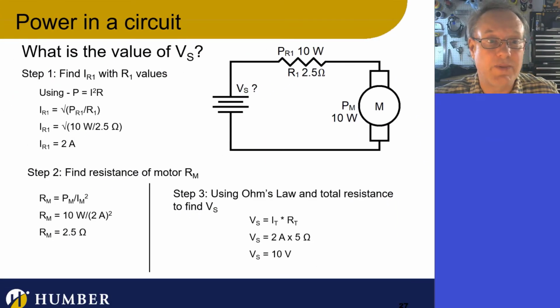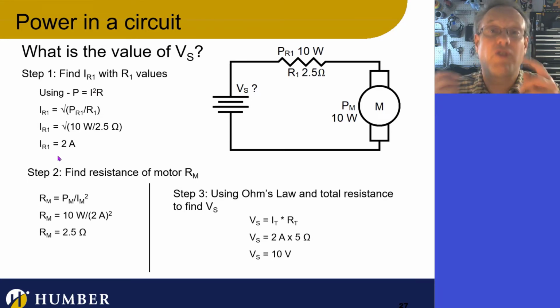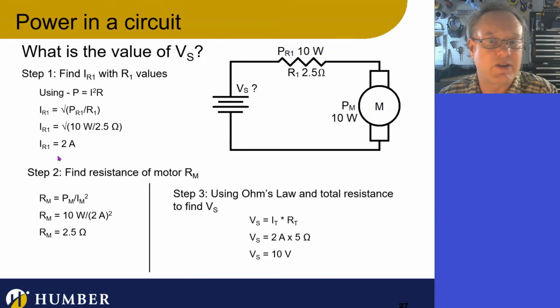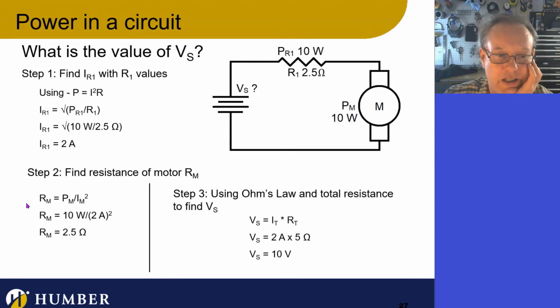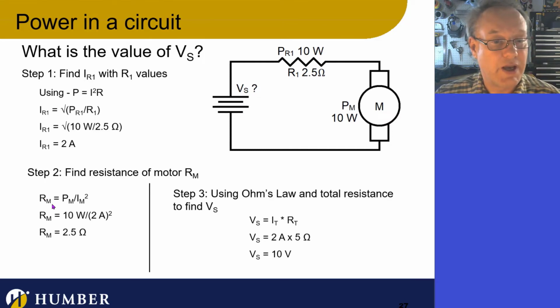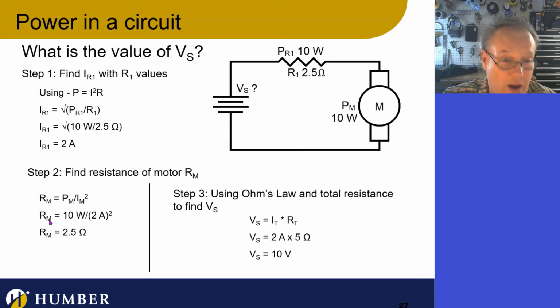So in this case, what I'm doing is I'm using P equals I squared R, and I'm using that to solve the current through R1. Well, if I know the current through R1, I know the current through the motor. I don't know the resistance of the motor, but I could probably get that out somehow using some other formula here. So in this case, I'm using this formula here. It's actually the same formula up here, and I'm saying the resistance of the motor is going to be the power of the motor divided by the current through the motor squared. So I write it down, and I fill in the values.